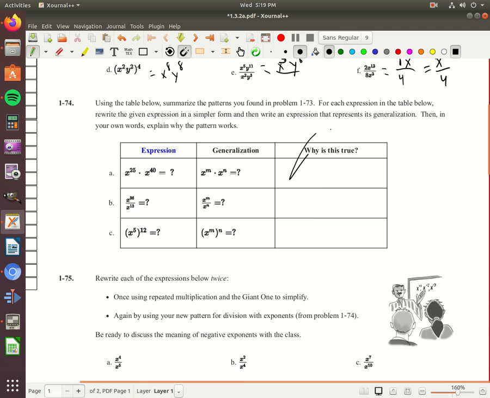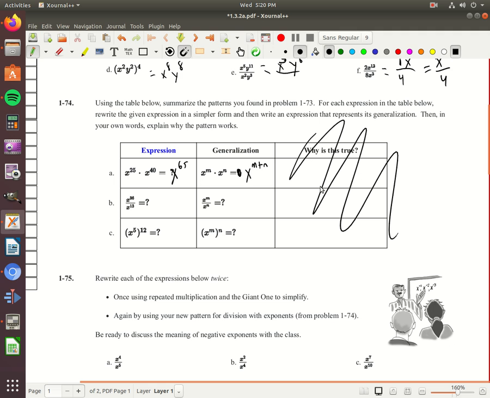Okay, so I hate this part. I'm going to ignore this here. But it says, using the table below, summarize the patterns you found in problem 173. For each expression in the table below, rewrite the given expression in a simpler form, and then write an expression that represents its generalization. Then in your own words, explain why the pattern works. So if I have 25x's times 40x's, I have 65x's altogether. So if I'm multiplying x to the m, what that actually means is I'm going to take x to the m plus n. Why is this true? I don't know, because 25x's times 40x's is 65x's, so I added them.